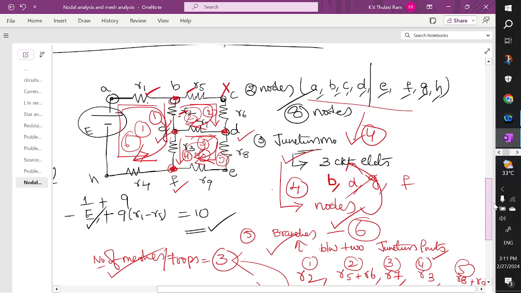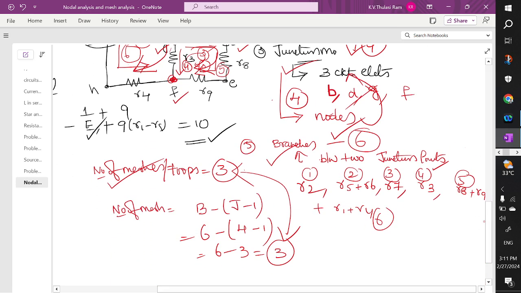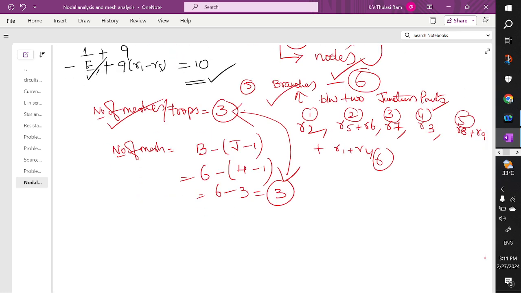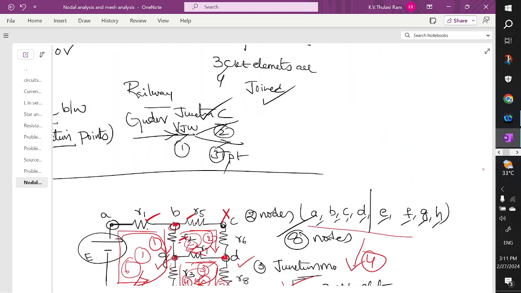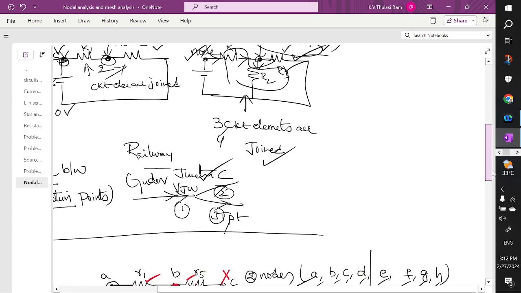How many nodes are there? Already you know that you have 8 nodes. So how to identify the number of unknown nodes? The number of unknown nodes is nothing but junctions minus 1. How many junction points are there? 4 minus 1. So there are 3 nodes to find out: 1, 2, 3. So that is all about identifying the number of elements.